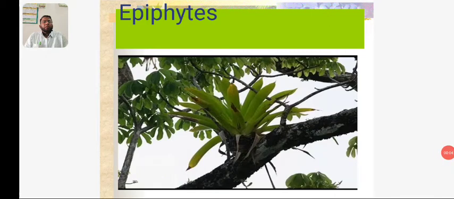Yes, dear students, today we will discuss another response of plants, that is epiphytes. These epiphytic plants grow upon, as you have seen in the picture, another plant. This is a short plant, looks like aloe vera or tradescantia, and it is grown on a branch of another plant or tree.